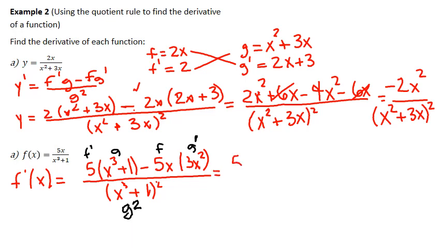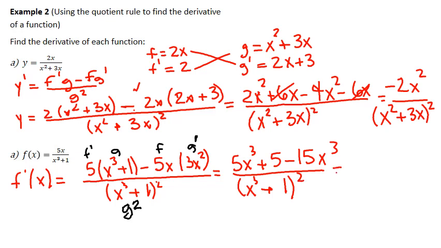5 times x cubed plus 1 makes 5x cubed plus 5. Then negative 5x times 3x squared makes minus 15x cubed all over my denominator squared, x cubed plus 1 squared. Then I could combine like terms. 5x cubed minus 15x cubed makes negative 10x cubed, and then x cubed plus 1 squared. And I have my derivative.